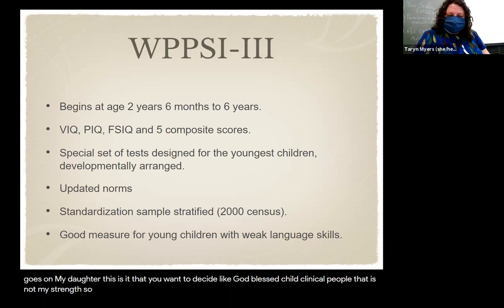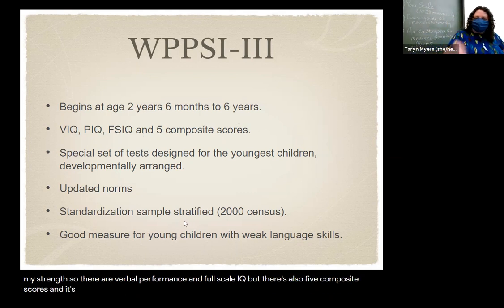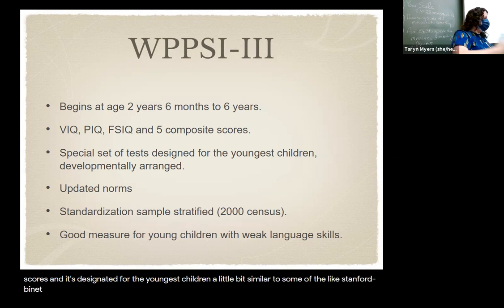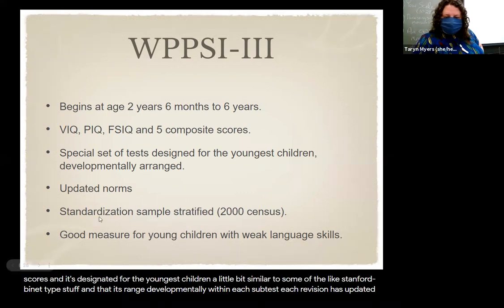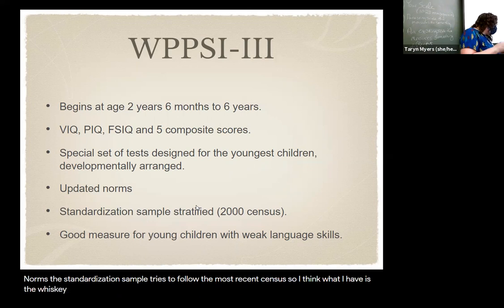So there are verbal, performance, and full-scale IQ. But there's also 5 composite scores, and it's designed for the youngest children. A little bit similar to some of the Stanford-Binet type stuff, in that it's arranged developmentally within each subtest. Each revision has updated norms. The standardization sample tries to follow the most recent census. So I think what I have is the WPPSI-3, and that means they're on the WPPSI-4 now.